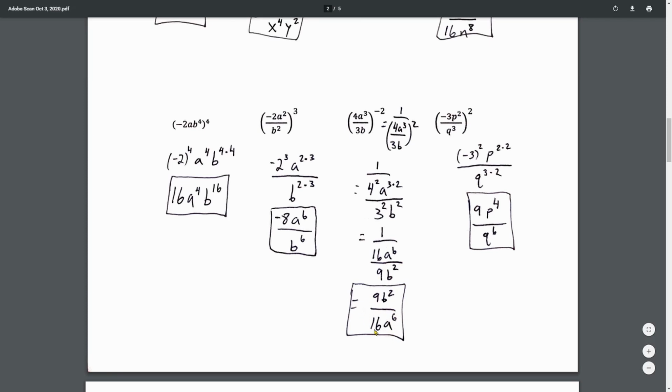And this last one, we're distributing this 2. We have negative 3 squared, p to the 2 times 2, and q to the 3rd times 2. So this simplifies to 9, p to the 4th over q to the 6th.